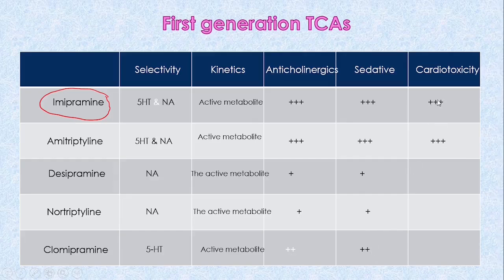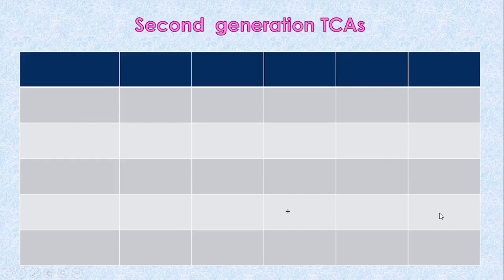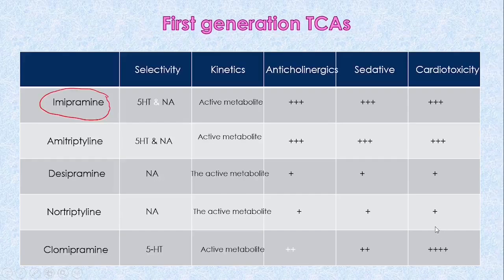Cardiotoxicity, the same thing. The prodrugs have a strong cardiotoxicity. They produce different types of arrhythmias and are contraindicated, while their metabolites are less toxic. On the other hand, clomipramine has the highest toxicity on the heart. It has the highest cardiac toxicity. These are the first generation tricyclic antidepressants.